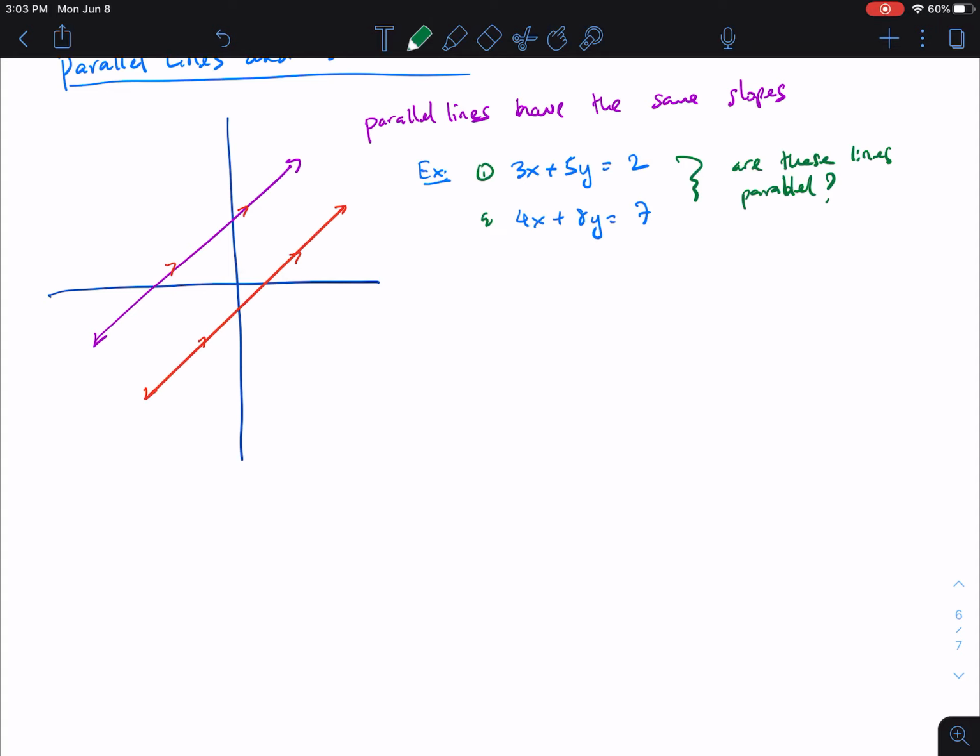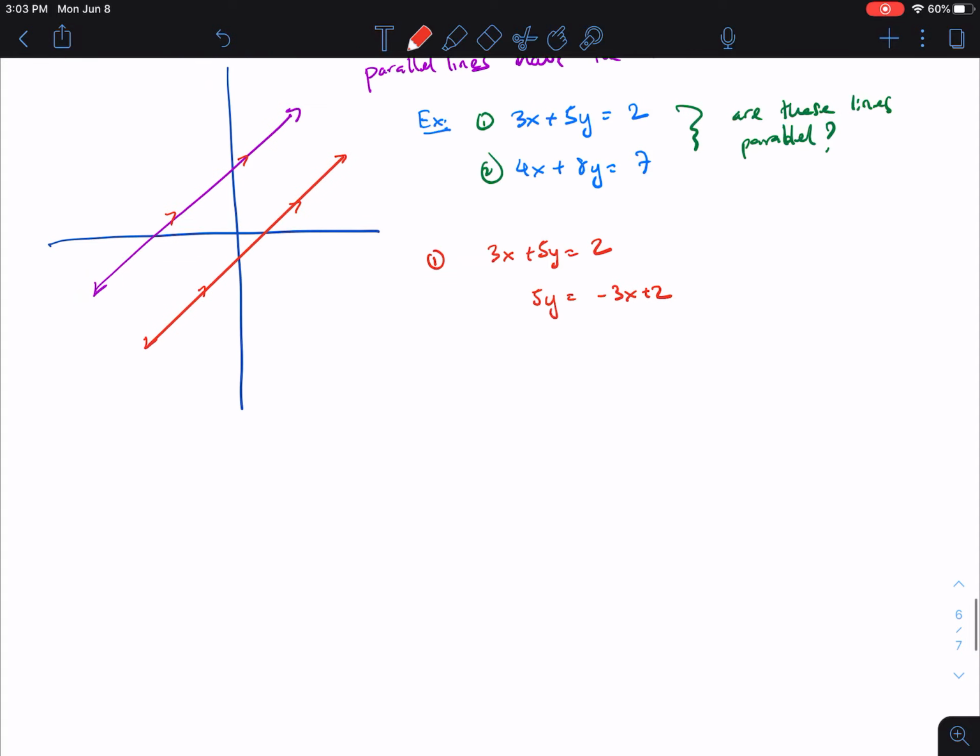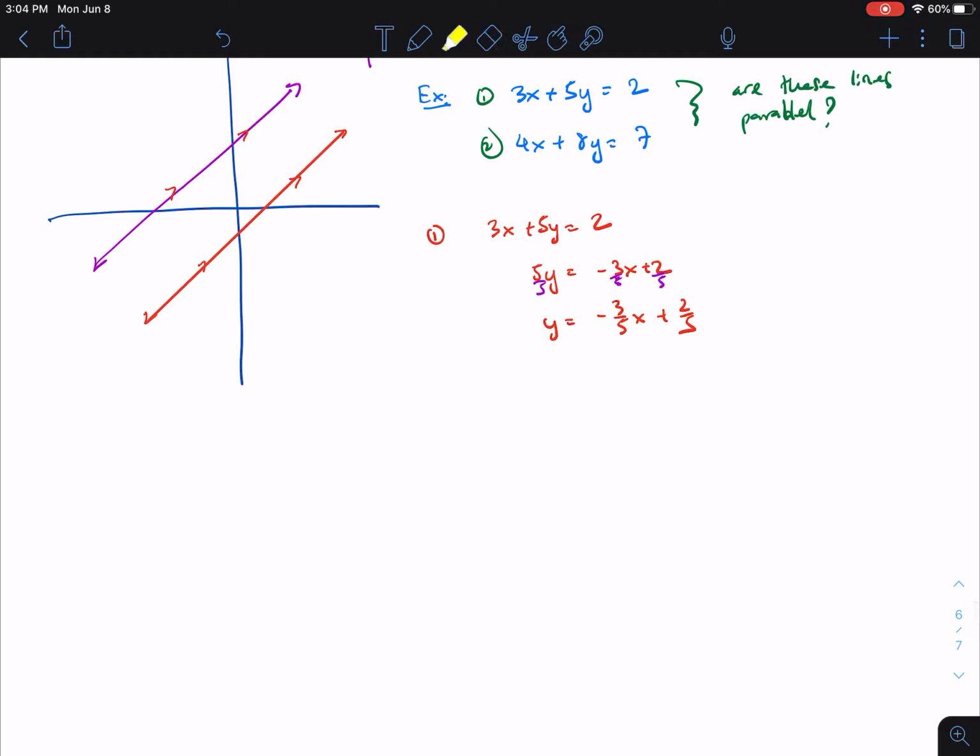Well, to answer that question, we look at the slope. Let's call them line 1 and line 2. For line 1, we can figure out the slope by solving for y. So we have 5y equals negative 3x plus 2, by subtracting 3x to the other side. Divide by 5, and we get y equals negative 3/5 x plus 2/5. Now it's in slope-intercept form, so this is the slope. This line has an m of negative 3/5. Now if I solve the same thing for line 2, and if line 2 has the same slope, then we can say these two lines are parallel.